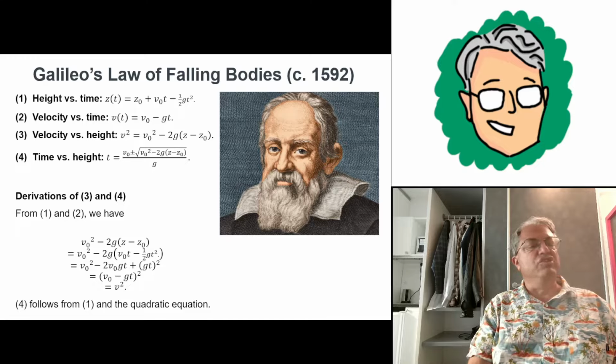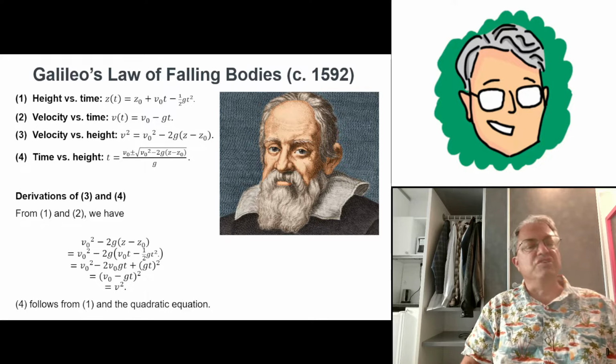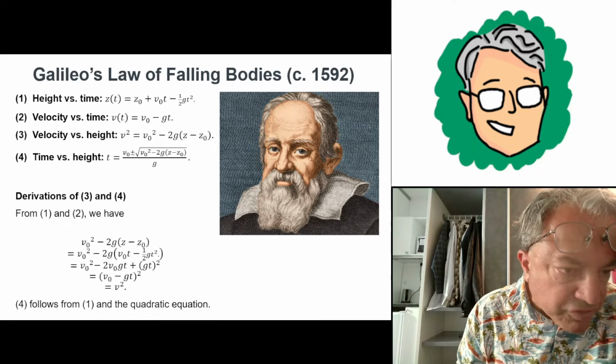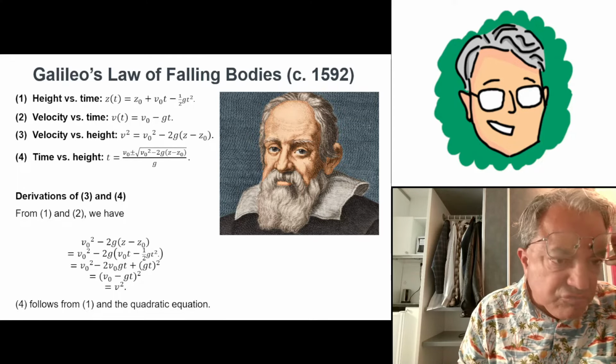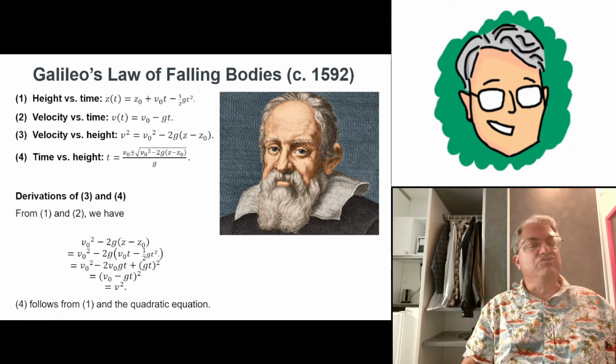And then the final equation, time versus height, is another very useful equation. You might want to know at what time the ball will arrive at a given height. Well, this equation tells you that. And this one's probably the most complicated equation. It involves a square root, but the equation says t equals v naught plus or minus the square root of v naught squared minus 2g times z minus z naught, all over g.